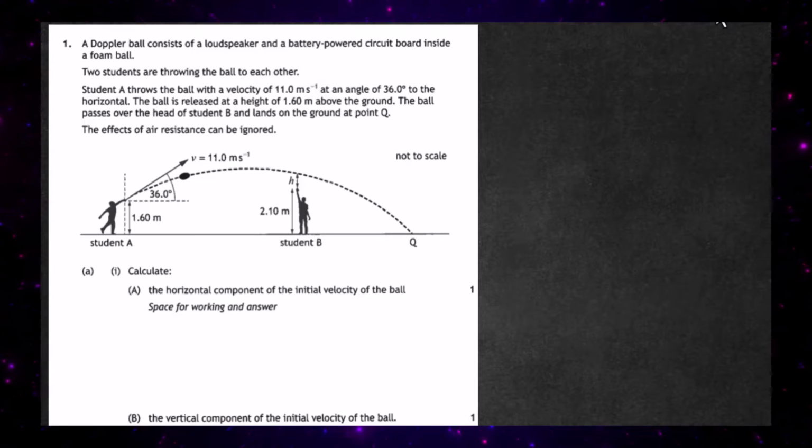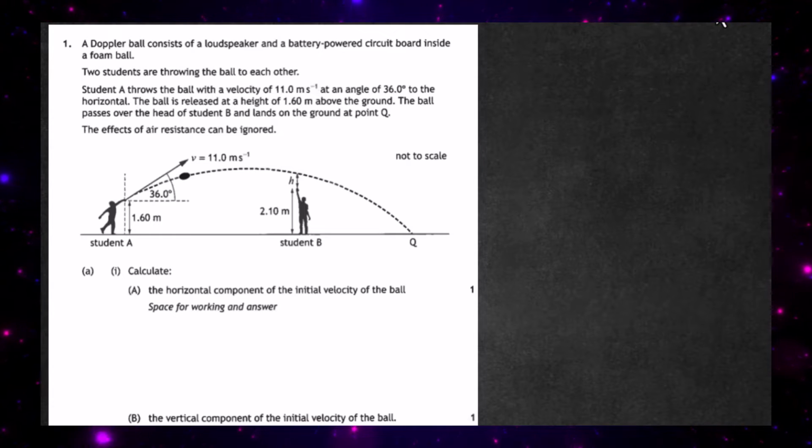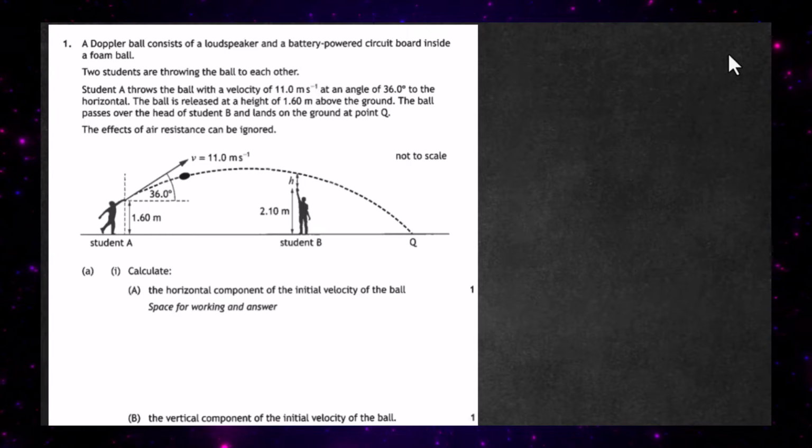Question 1 from Section 2 of the 2024 Higher Physics Examination from the SQA. A Doppler ball consists of a loudspeaker and a battery-powered circuit board inside a foam ball. Two students are throwing the ball to each other.